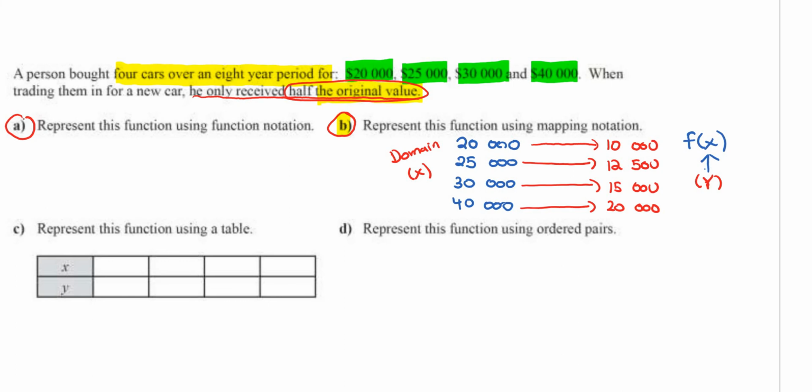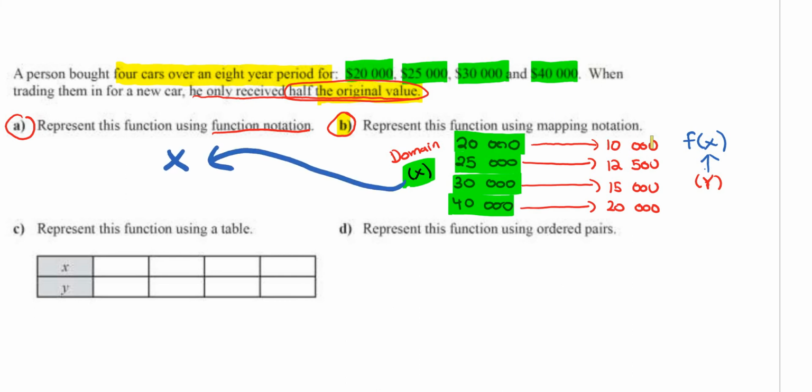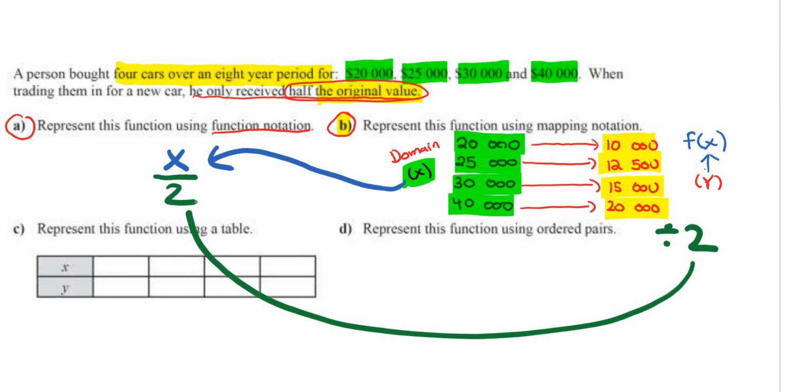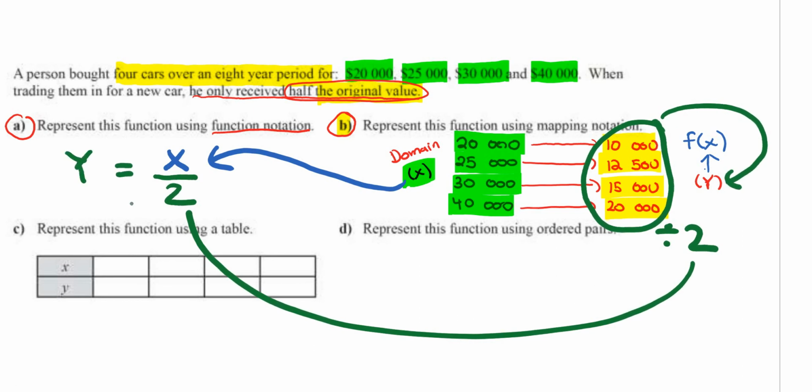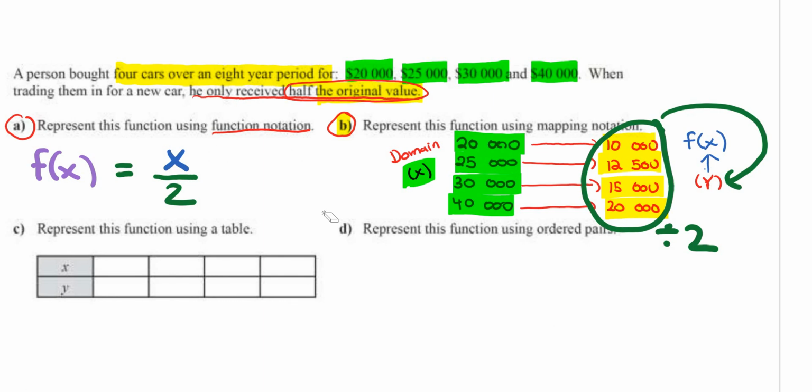Question A is saying represent this function using function notation. All right, so what I'm trying to say here is these values here in green, the 20,000, 25,000, 30,000, 40,000, those are your x values, right? So those x values, they're being divided by 2, right? So all these yellow values, they've been divided by 2. So when you do that, you write that as x divided by 2. And because these values represent the y value, you can say y equals x over 2. That's totally fine. Or you can say f of x equals x over 2. Those are 2 ways where you can write the function notation for that particular problem.